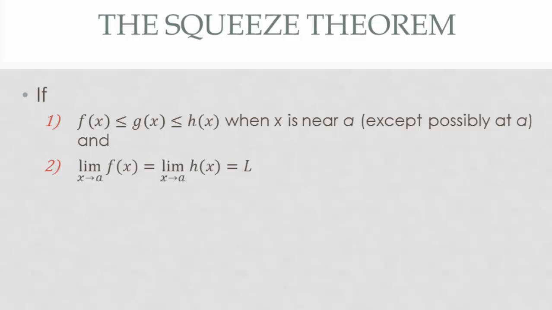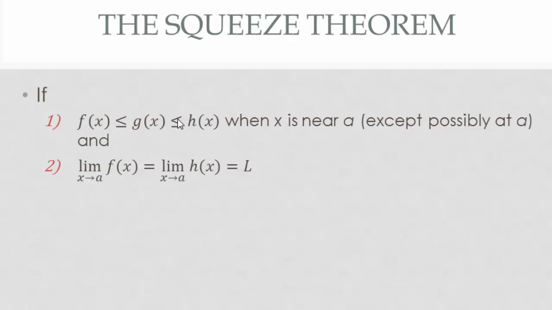So one of the other topics that we want to talk about is the squeeze theorem. And the squeeze theorem says that if you have a situation that meets the following two conditions, you get to draw a conclusion. The two conditions are f of x has to be less than or equal to g of x, which is less than or equal to h of x, when x is near a except possibly at a. And the limit as x approaches a on f of x is equal to the limit as x approaches a on h of x, which is equal to L.